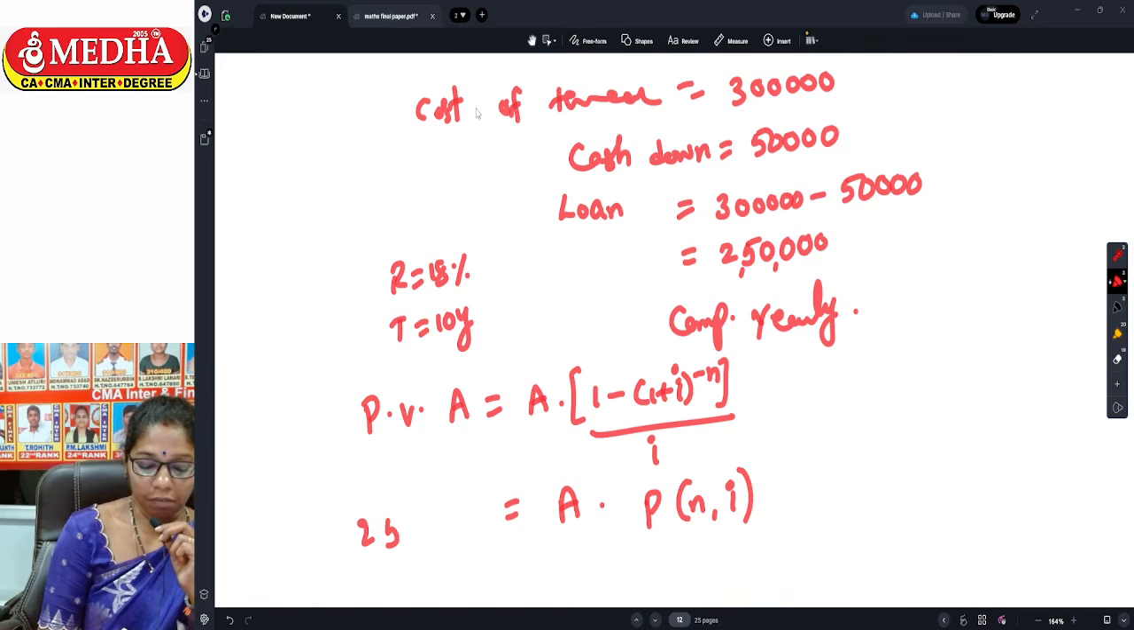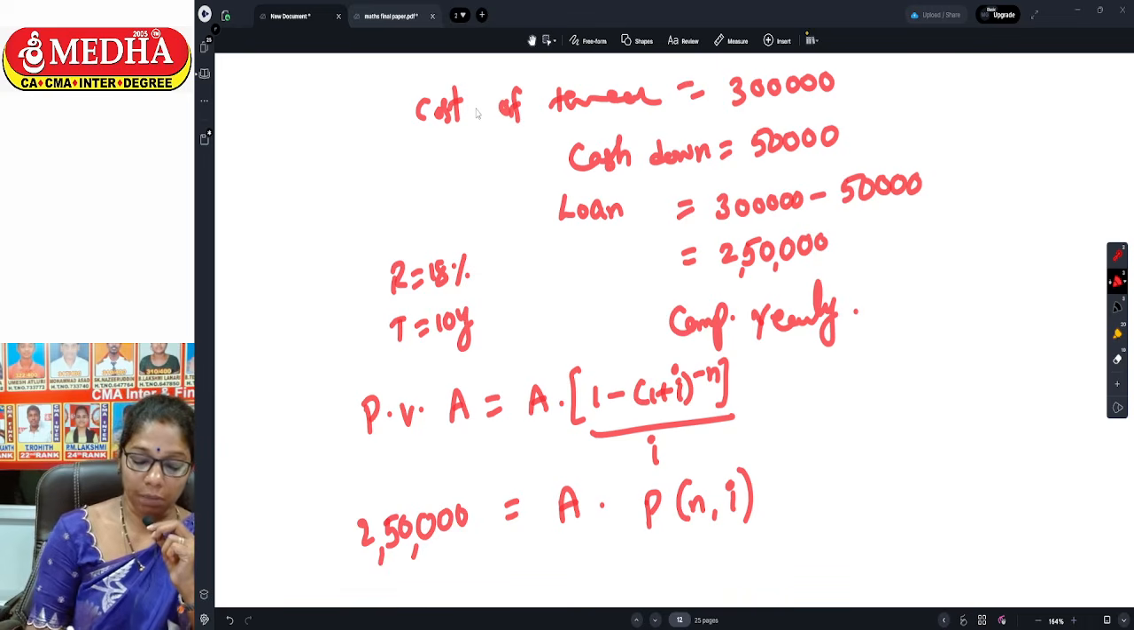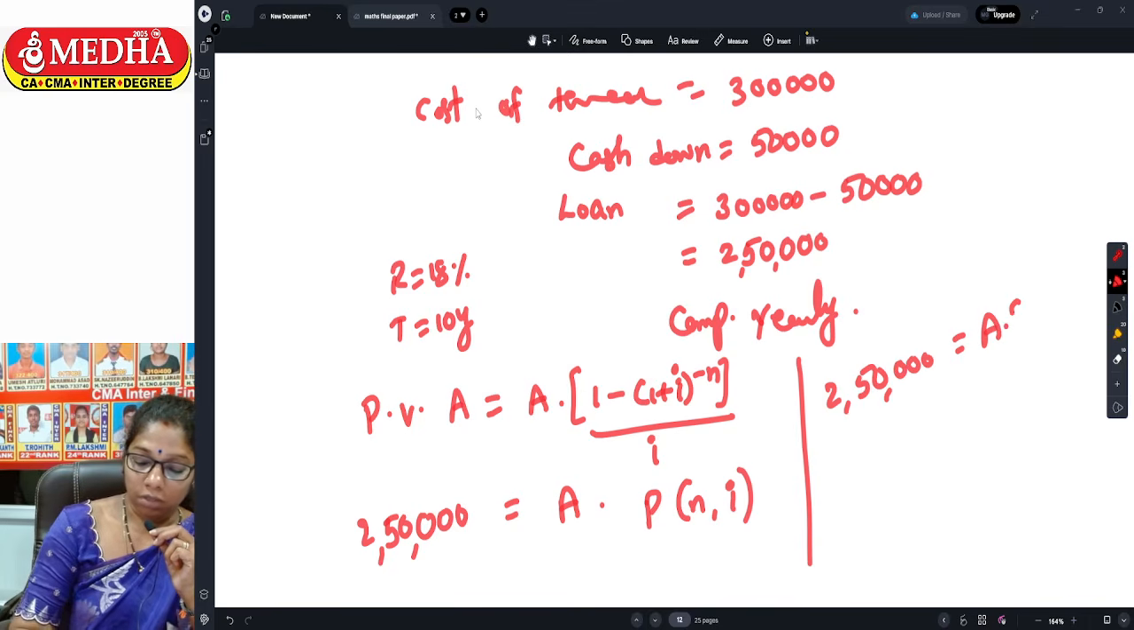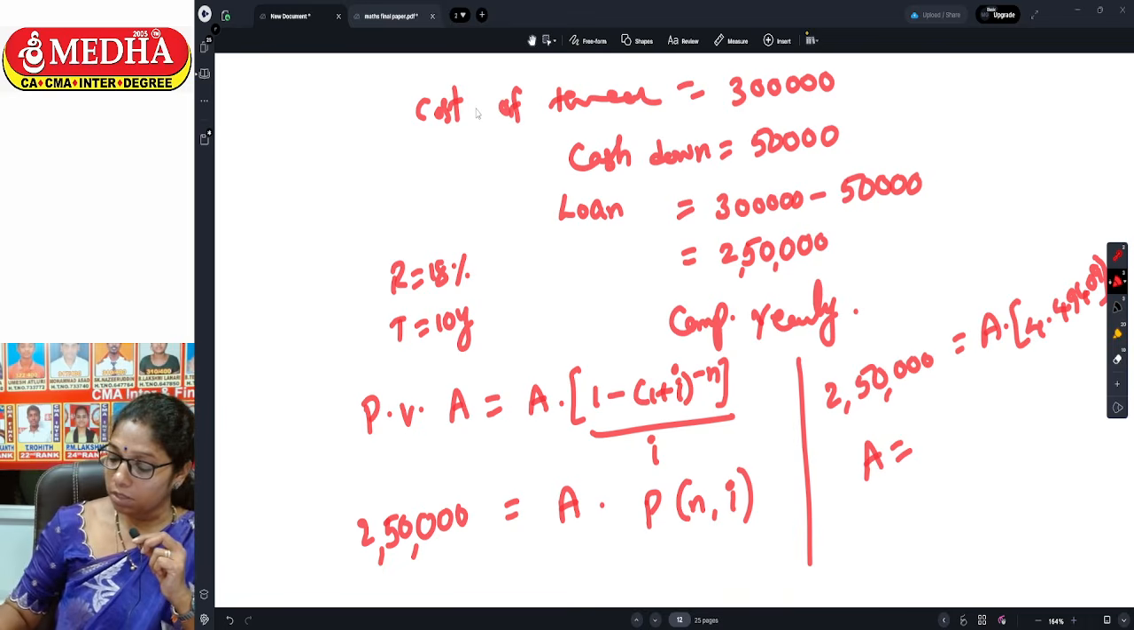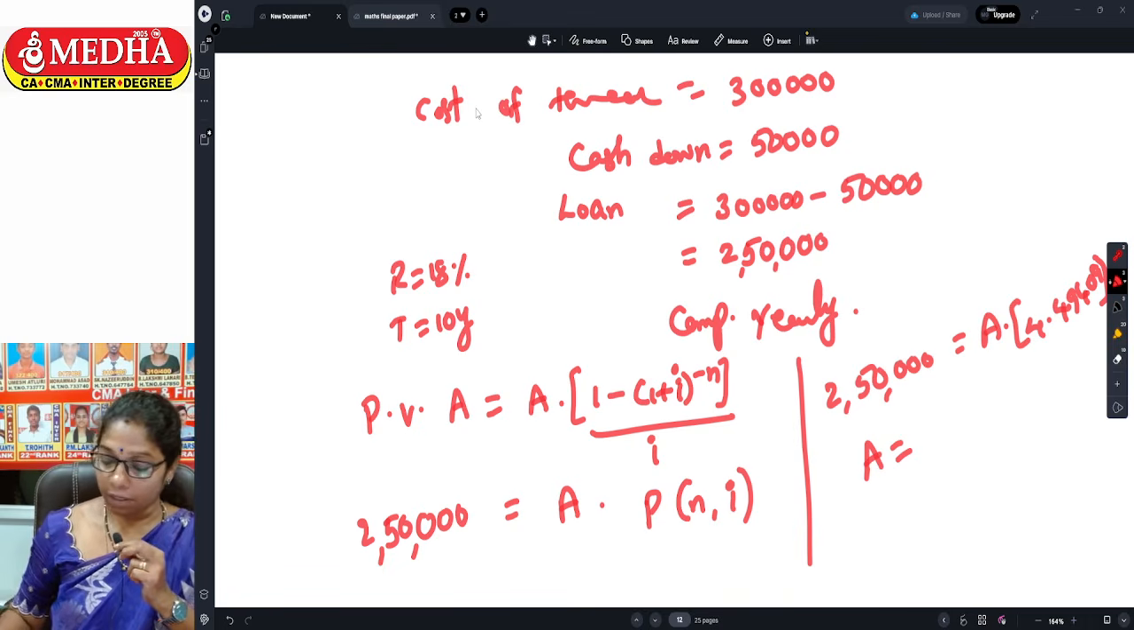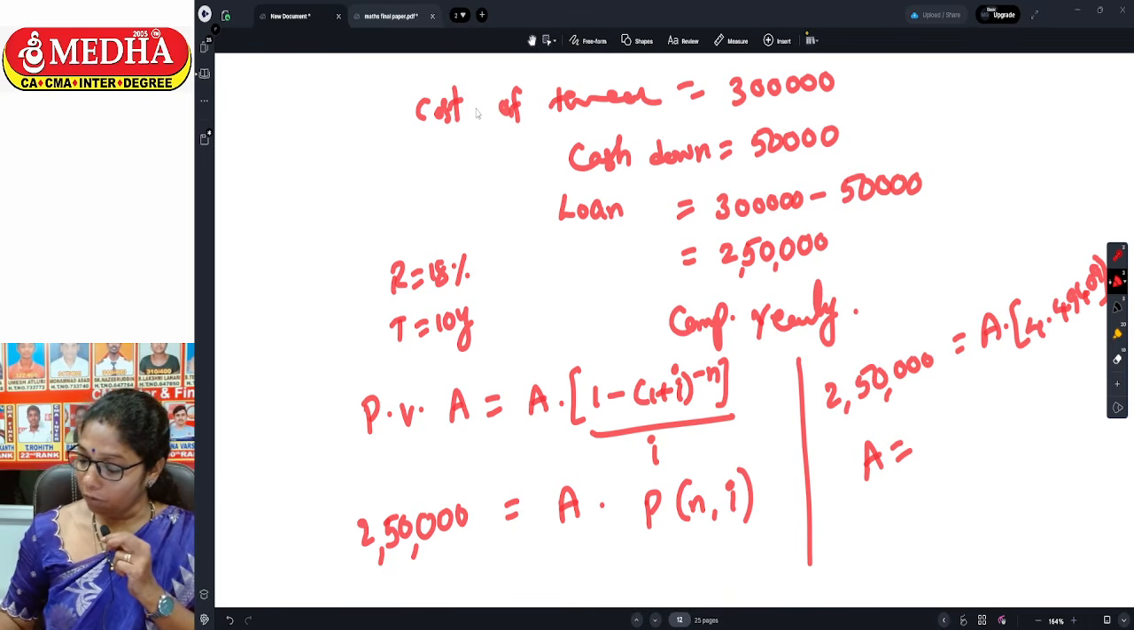Here 2,50,000 rupees is the loan amount. This value is given in the question. 2,50,000 rupees is equal to A into, so the given data is 4.49409. So finally A is 2,50,000 divided by 4.49409.